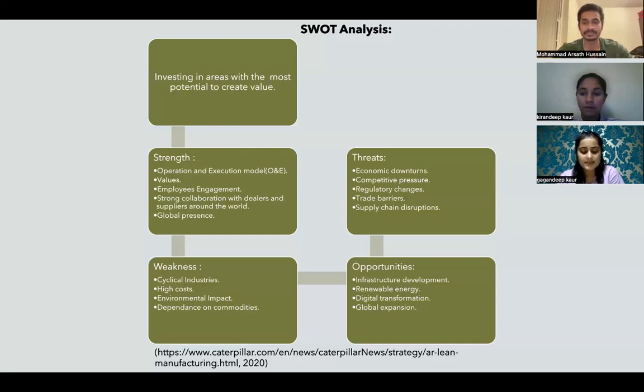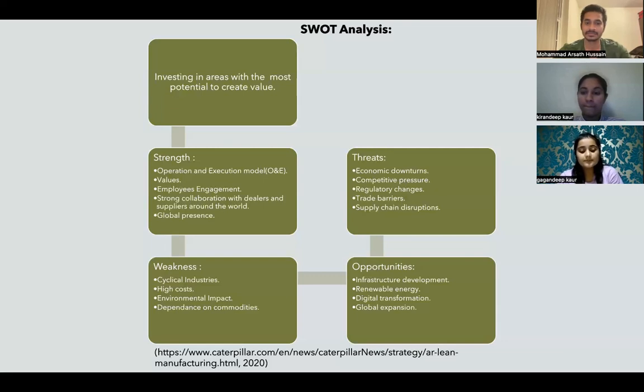In global presence, the company has a strong global presence, operating in over 190 countries, which gives it access to diverse markets and revenue streams. In weaknesses, the cyclic industry: Caterpillar's business is highly cyclic and susceptible to economic downturns in the construction and mining sectors, which can significantly affect its revenue. High cost: manufacturing heavy machinery involves high capital and operational costs, which can impact profit during economic downturns.